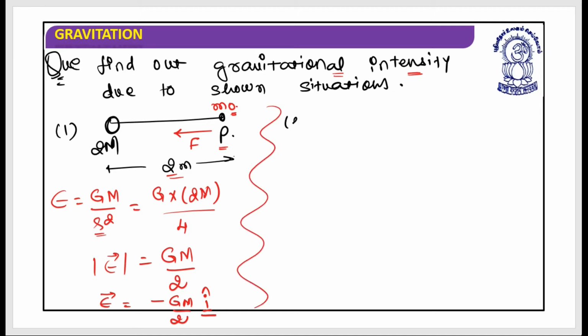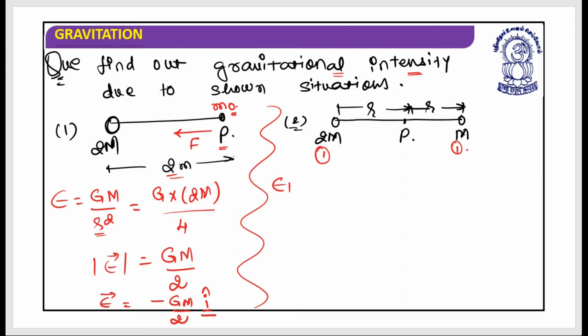Let's look at the second question. Let's suppose the situation is something like this. This is a mass 2m. This is mass m. A midpoint is there where gravitational intensity is required. This distance, let's call it r, and this distance is again r. So again it's the superposition theorem. You need to find out the individual magnitudes first.